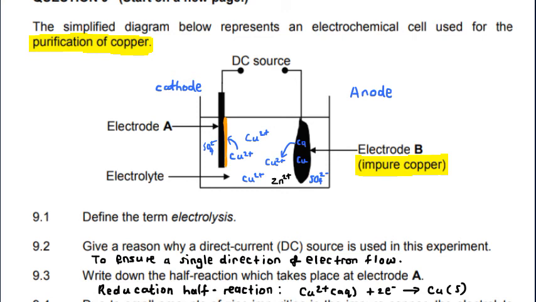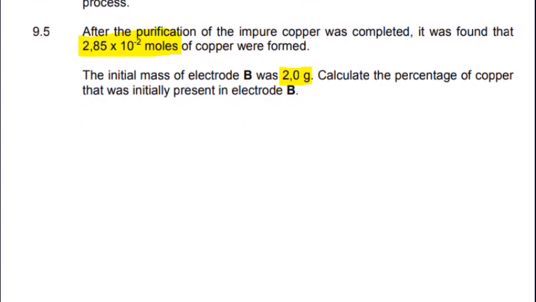Since we know the number of moles that were obtained, we can easily convert that to the mass obtained. We just need the molar mass of copper, which means we need our periodic table. Once we have the mass of copper obtained, we can divide it by the total mass, which is the initial mass of the electrode. So we can write here that the total mass equals 2.0 grams.